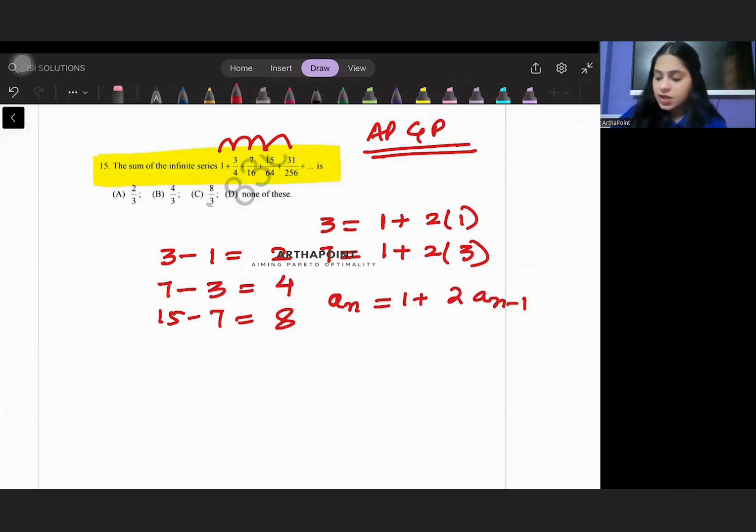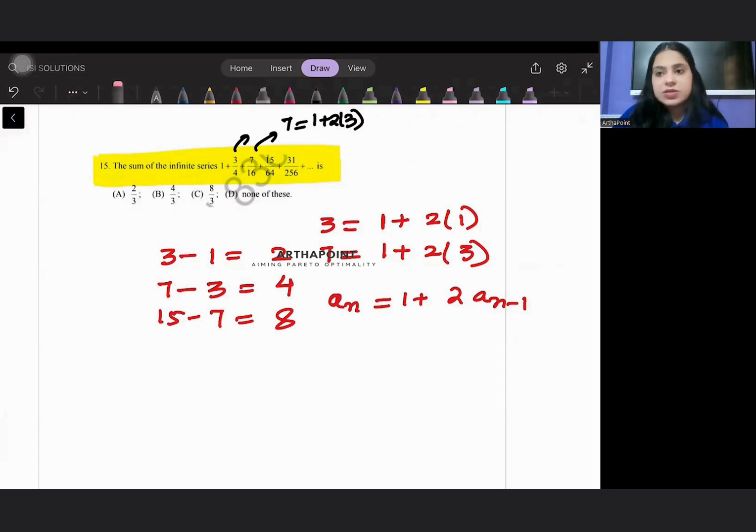The last term, whatever last term you have, just look into the numerator. 7 can be written as 1 plus 2 times 3, right? Similarly, 15 can be written as 1 plus 2 times 7, right? So a_n can be written as 1 plus 2 times a_(n minus 1).